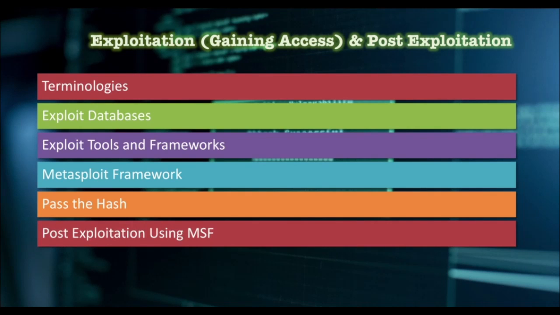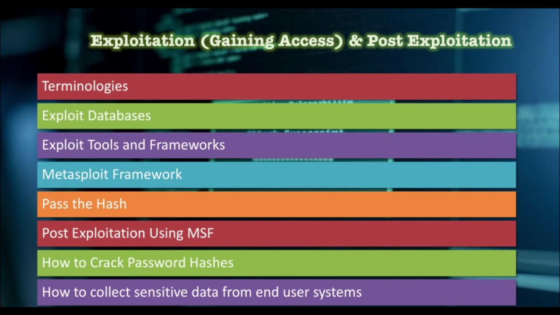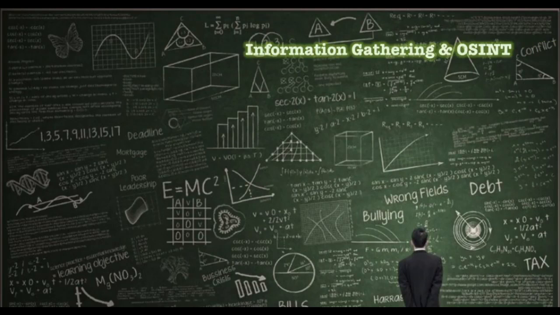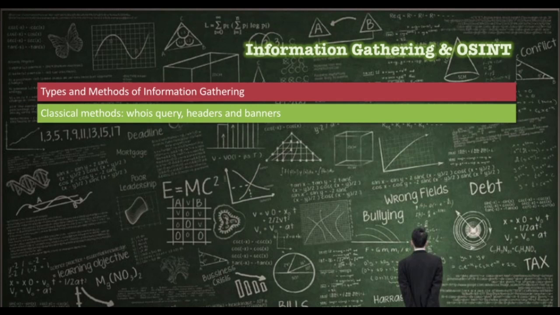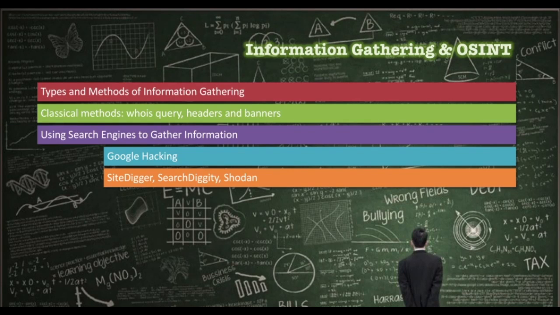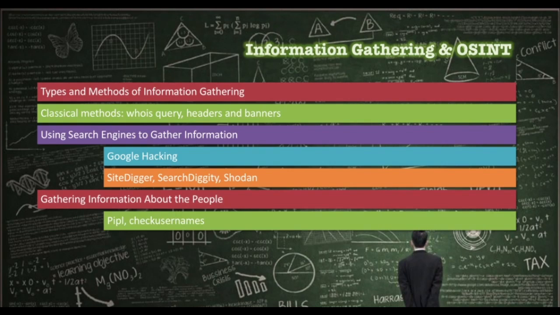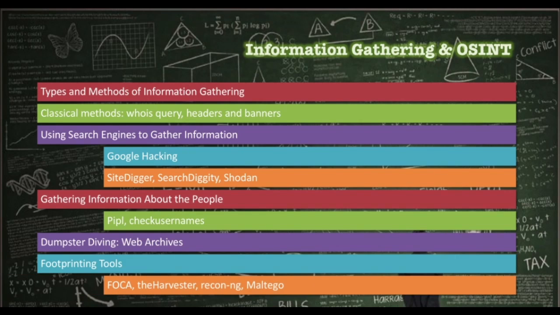Post-exploitation using Metasploit framework. And how to crack password hashes. How to collect sensitive data from end-user systems. The open source intelligence and information gathering is the section where you're going to learn the types and methods of information gathering, the classic information gathering methods such as Whois and banners, how to use search engines to gather information, how to gather information about the people who are related to the target company, and how to find more from the archives, and the tools to help you to collect the valuable information about the target company.